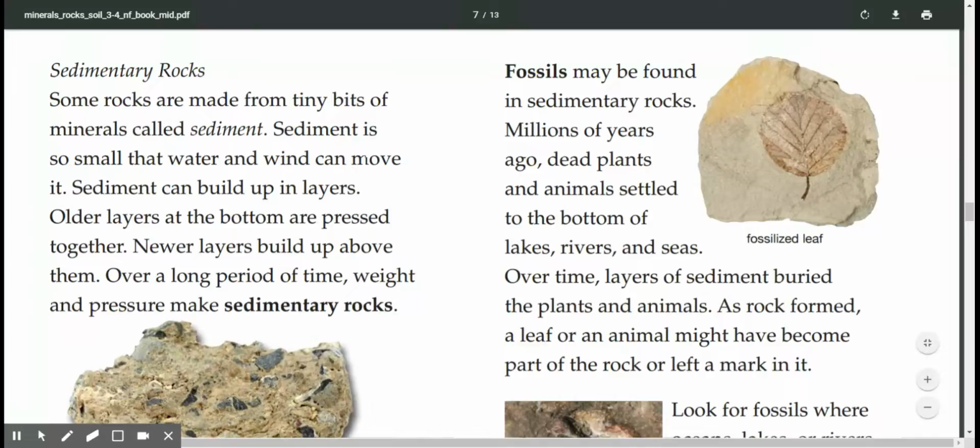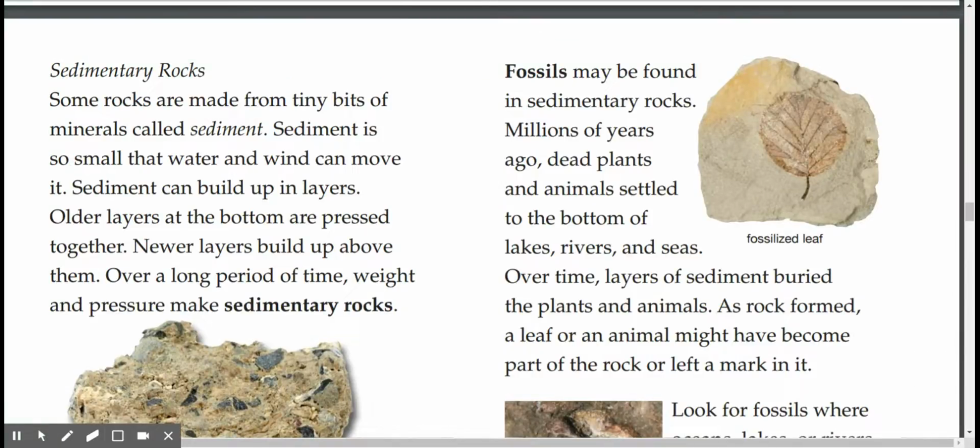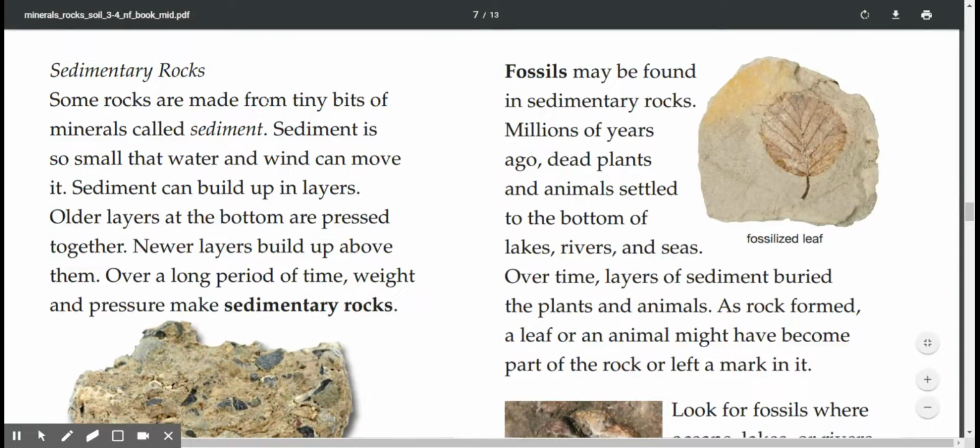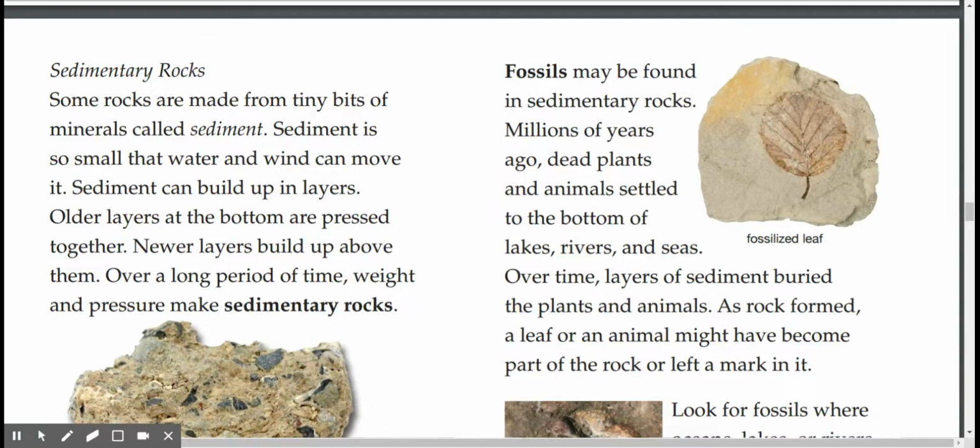All right, moving on. Sedimentary rocks. Some rocks are made of tiny bits of minerals called sediment. You might remember the word sediment from when we talked about weathering and erosion. Because remember, weathering breaks down that rock into sediments, and erosion carries those sediments somewhere else, and then they are deposited in that new place in the process of deposition. See, all of this stuff comes back. It's like a cycle. Everything builds on each other.